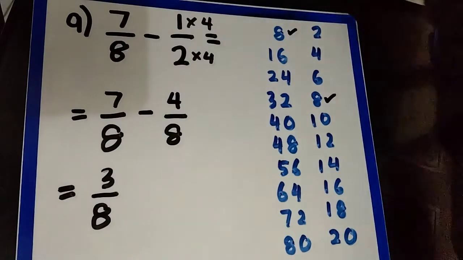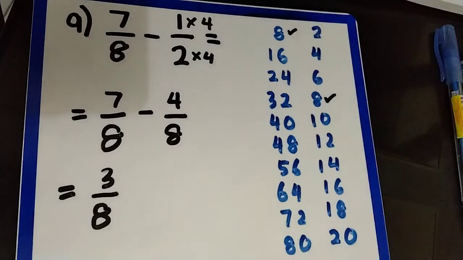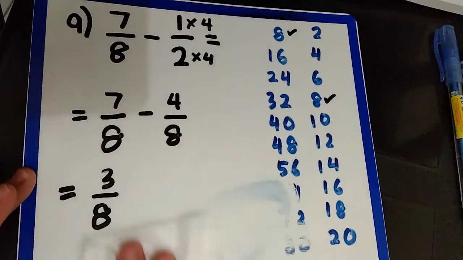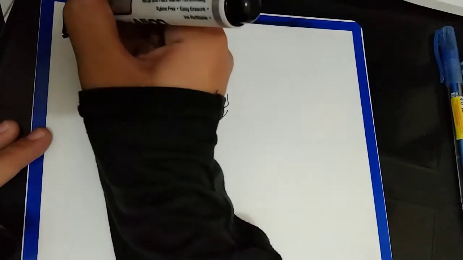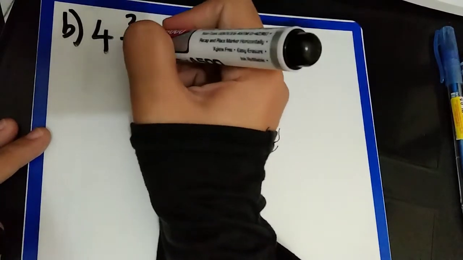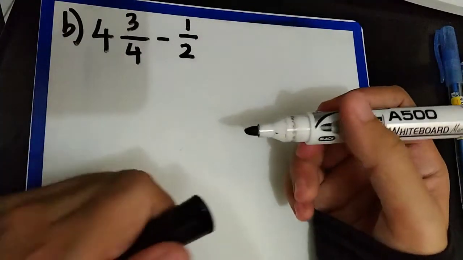Let's look at the next question. Can we proceed? Do you remember how to change the denominator like before when we did addition? Please recall that. So let's move to the second question for subtraction with different denominators. The question is 4 3 over 4 minus 1 over 2.